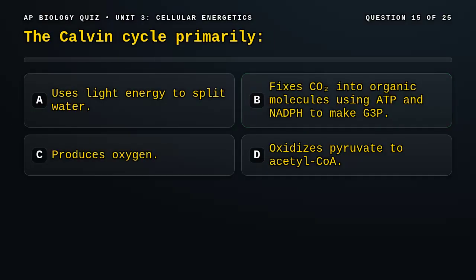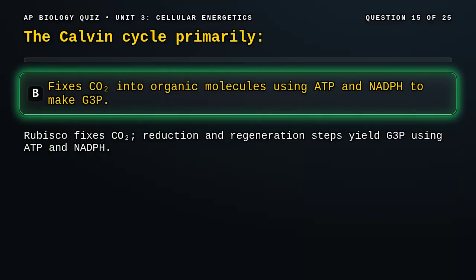Question 15. The Calvin cycle primarily A. Uses light energy to split water. B. Fixes CO2 into organic molecules using ATP and NADPH to produce G3P. C. Produces oxygen. D. Oxidizes pyruvate to acetyl-CoA. Correct answer B. In the stroma, rubisco fixes CO2, and the cycle reduces it to glyceraldehyde 3-phosphate using ATP and NADPH.